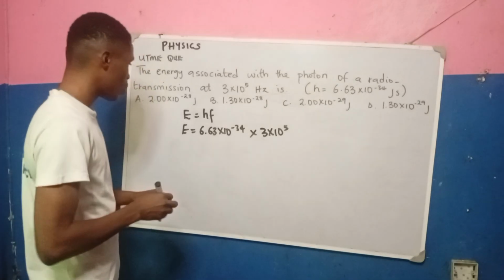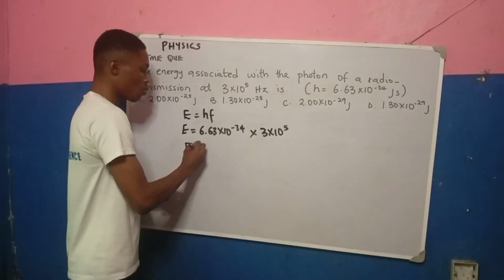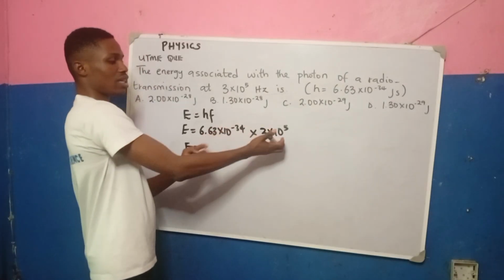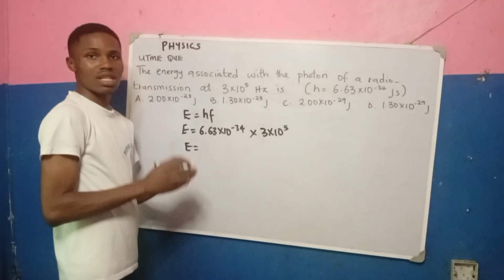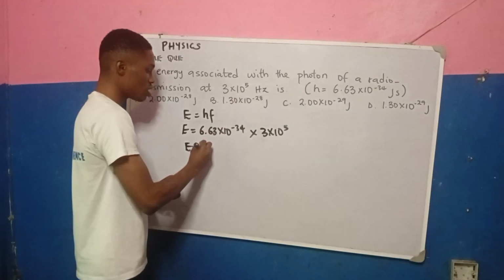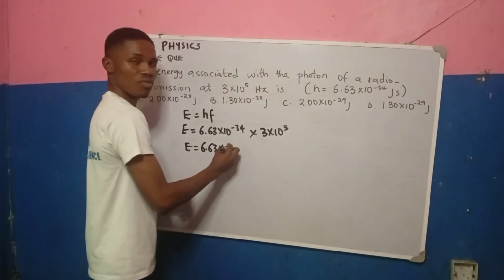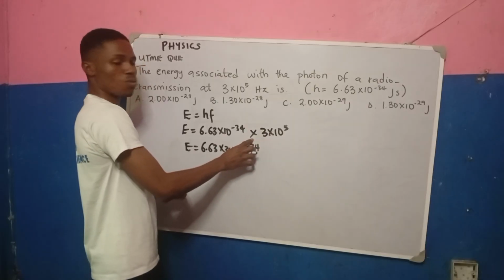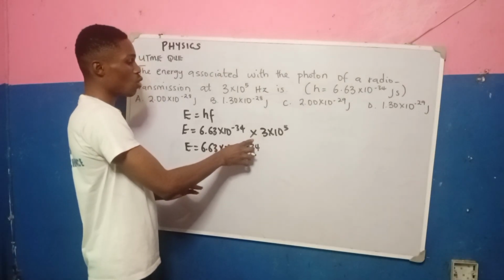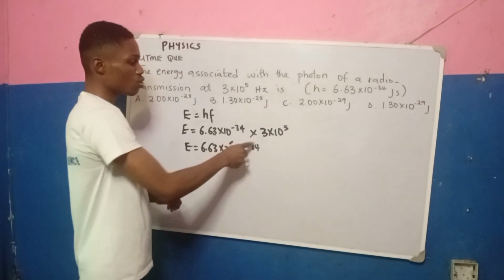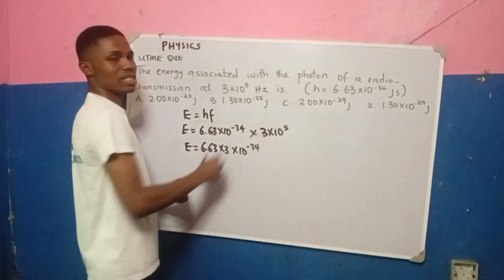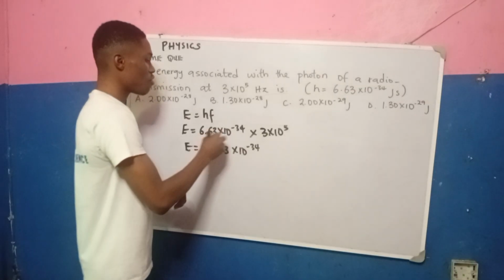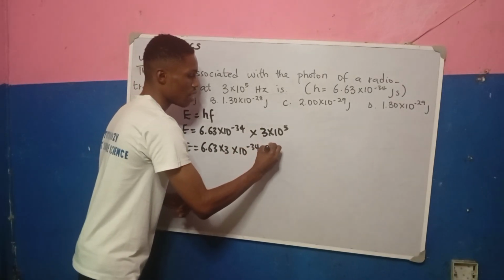Using index method, we have that E equals, we are going to multiply the ordinary numbers separately and we are going to multiply the standard numbers using indices. So we have 6.63 times 3 times 10 to the power of minus 34. Now, because it's multiplication, we are going to do what? Add the powers. Because you have a multiplication sign here, we are going to add the powers. But if you have division, what do we do? We subtract. So we have minus 34 plus 5.